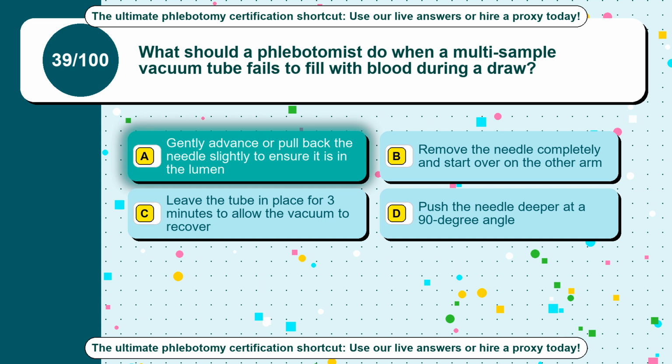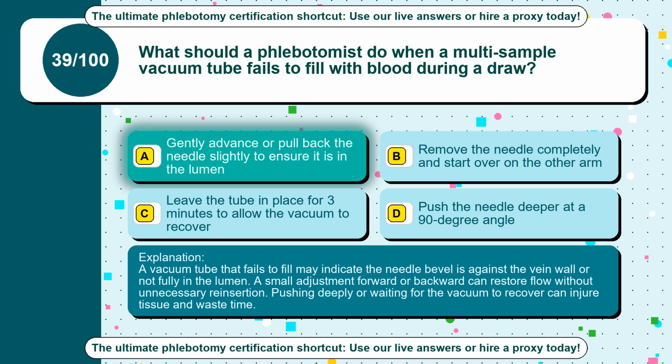Gently advance or pull back the needle slightly to ensure it is in the lumen. A vacuum tube that fails to fill may indicate the needle bevel is against the vein wall or not fully in the lumen. A small adjustment forward or backward can restore flow without unnecessary reinsertion. Pushing deeply or waiting for the vacuum to recover can injure tissue and waste time.